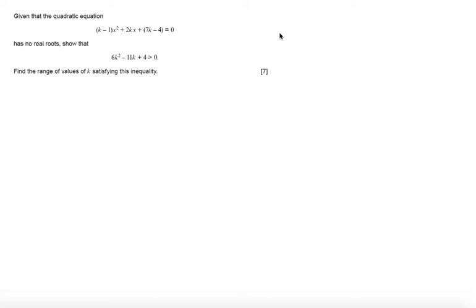Given that the quadratic equation (k − 1)x² + 2kx + 7k − 4 = 0 has no real roots, show that 6k² − 11k + 4 is greater than 0, and find the range of values of k satisfying this inequality.